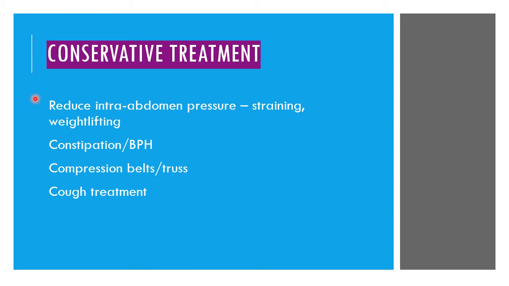The conservative treatment consists of the following: reducing intra-abdominal pressure, such as straining and weightlifting; getting treated for constipation or BPH that causes difficulty in passing urine; use of compression belts or truss to prevent the hernia from protruding; and also getting treated for cough, especially patients with aggressive and chronic cough.